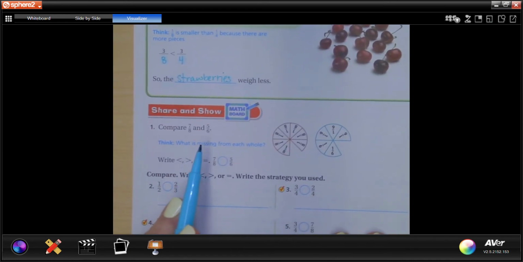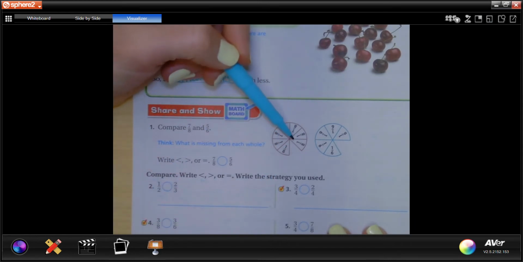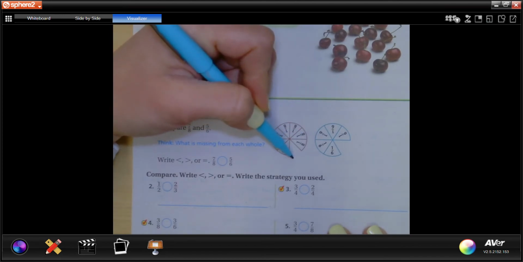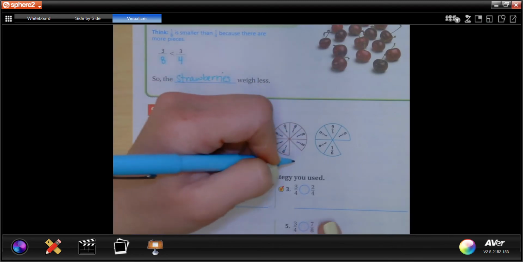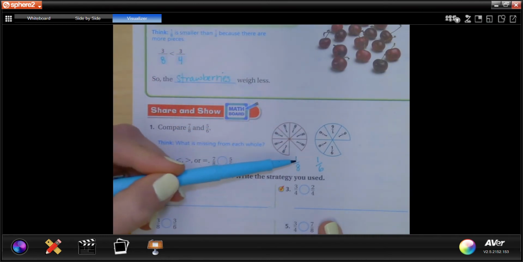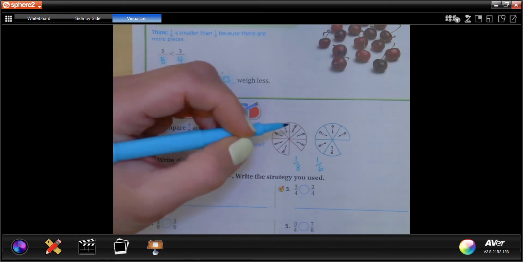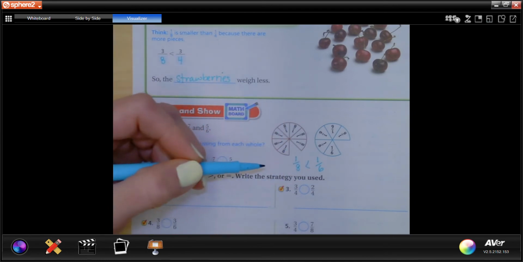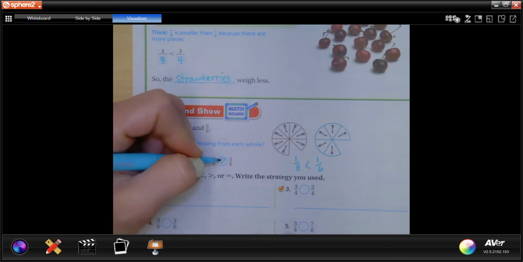Compare 7/8 and 5/6. So think, what is missing from each whole? Well, we know that we have 7 out of 8 pieces here, so there's only 1 out of 8 missing. Here we have 5 out of 6, so there's 1/6 missing. We have the same numerator, so whatever larger unit it is split into is the smaller number, because there are more pieces, which makes it smaller. So we know that 1/8 is less than 1/6. So we know now that 7/8 is bigger than 5/6.